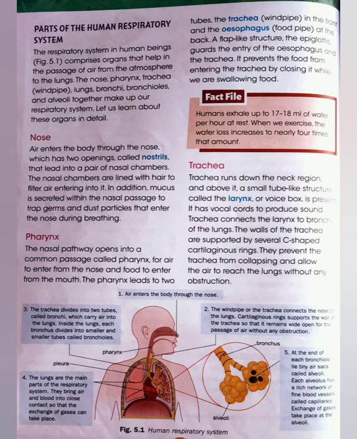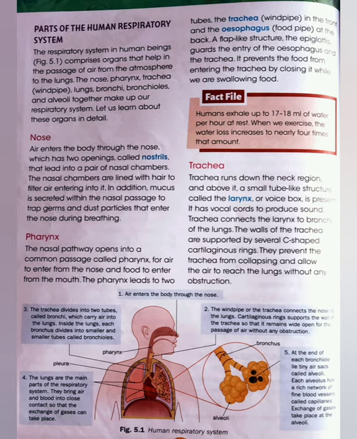Now let's move to the next topic, that is parts of the human respiratory system. There are various organs involved in respiration. At first the air enters through our nose, then to the pharynx, then it passes through the trachea, bronchi and bronchioles, finally into the lungs. Air enters the body through the nose, which has two openings called nostrils, and it contains hair to filter air entering into it. Mucus is also secreted that traps germs and dust particles that enter the nose during breathing.